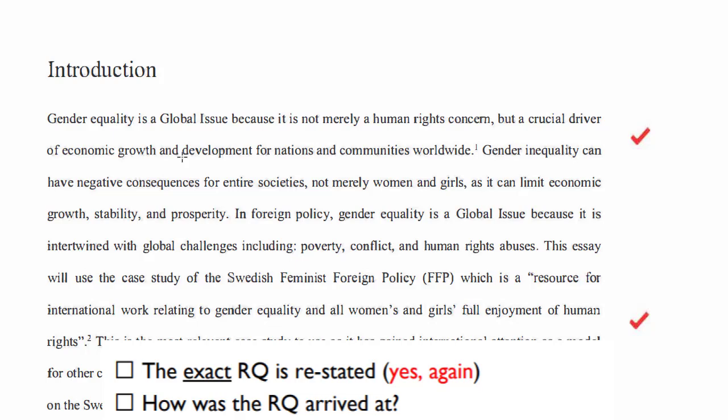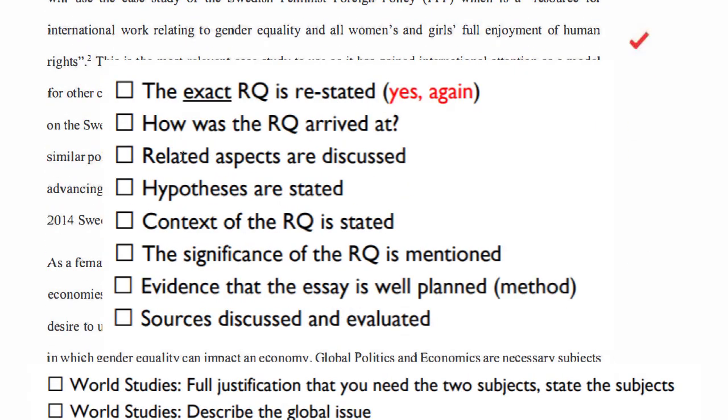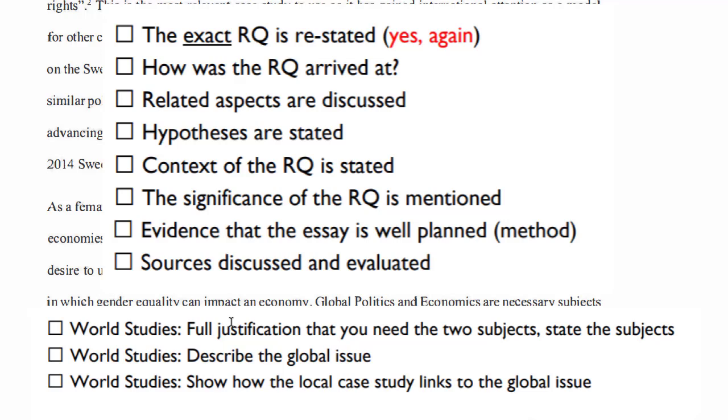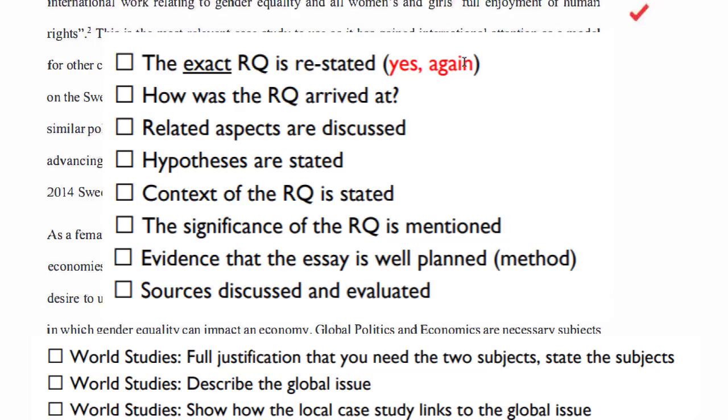Then you have your introduction. Everyone should have this in their introduction, and then there's a few extra things for world studies, but everyone should state your research question. Yes, again, I know it's on the cover. It should be written out somewhere in your introduction. Therefore, the research question is, open quotes, and write it. How was it arrived at? Well, that can be a little bit personal. Nothing wrong with that. We don't want too much personal stuff in an extended essay, but why not have it to explain how you came up with it?